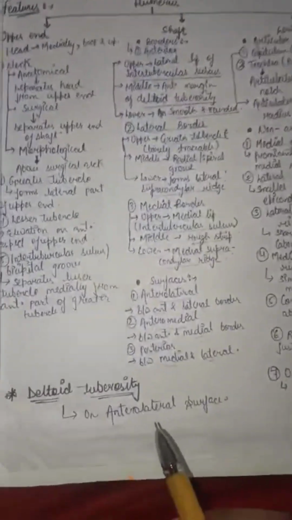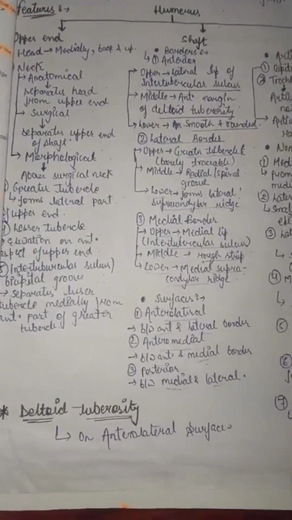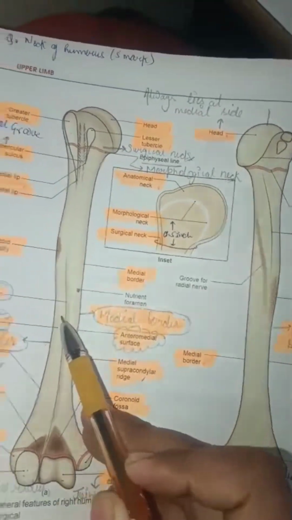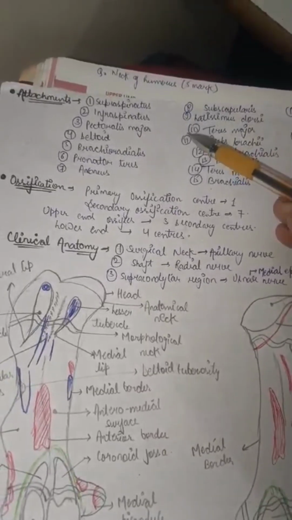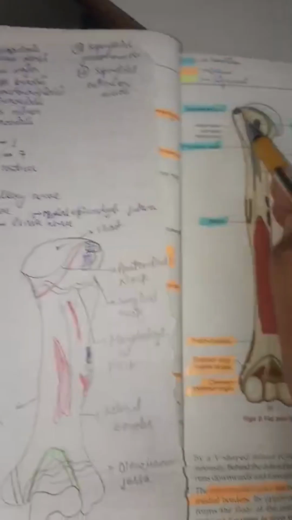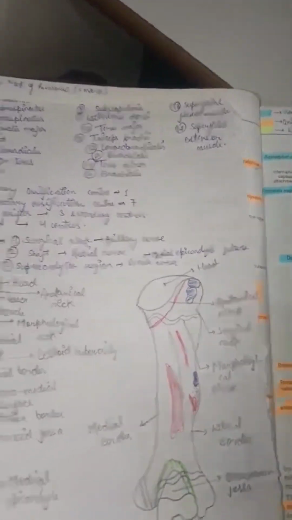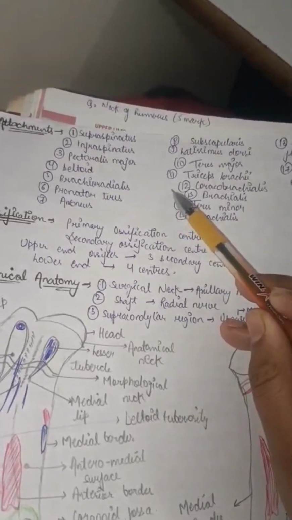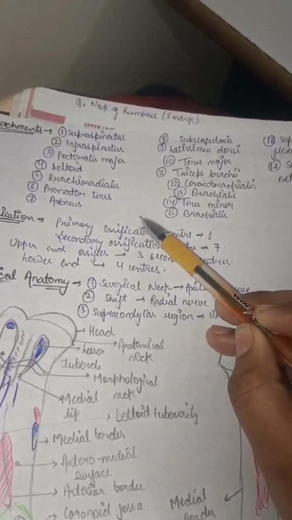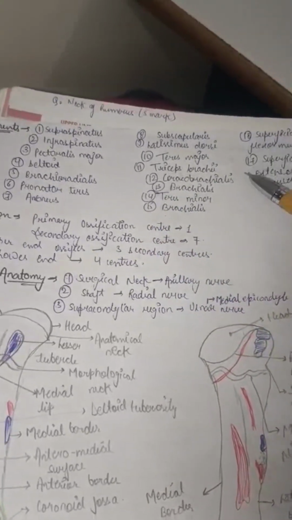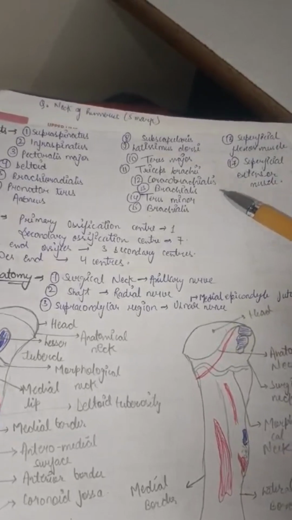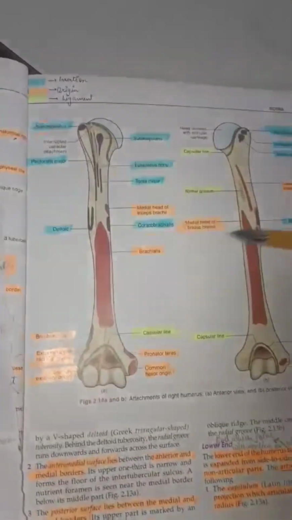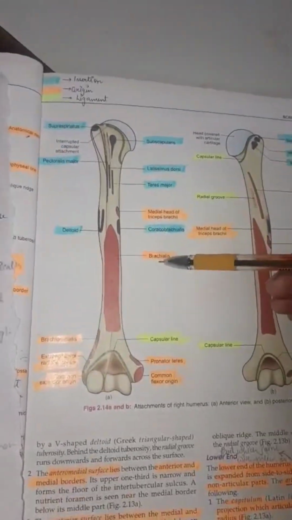Okay, now the deltoid tuberosity. Deltoid tuberosity is present on the anterolateral surface between the anterior and the lateral borders. Okay, now let's come to the muscle attachments. The first one we have is the supraspinatus. Then we have infraspinatus, pectoralis major, deltoid, brachioradialis, pronator teres, subscapularis, latissimus dorsi, teres major, triceps brachii, coracobrachialis, brachialis, teres minor, brachialis. Now we have to know, this is the diagram that we are studying.